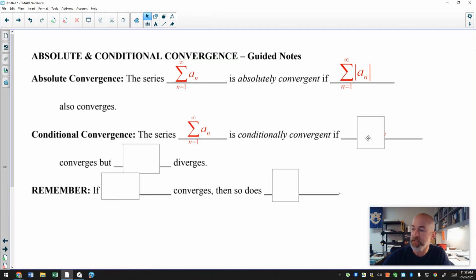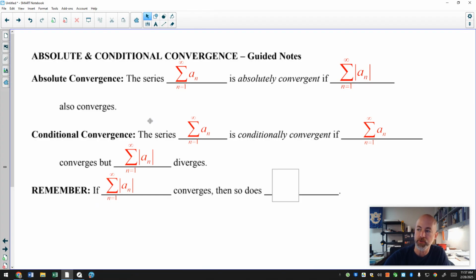However, conditional convergence is when your original series converges, but when you take the absolute value of it, the absolute value of the series will diverge. So we call that conditional convergence because it only converges on the condition that you don't change it, that you leave it as is, and that's typically with alternating series. And lastly, do remember that if the absolute value of a series converges, then so will the original series. That's just a good little tidbit to use.